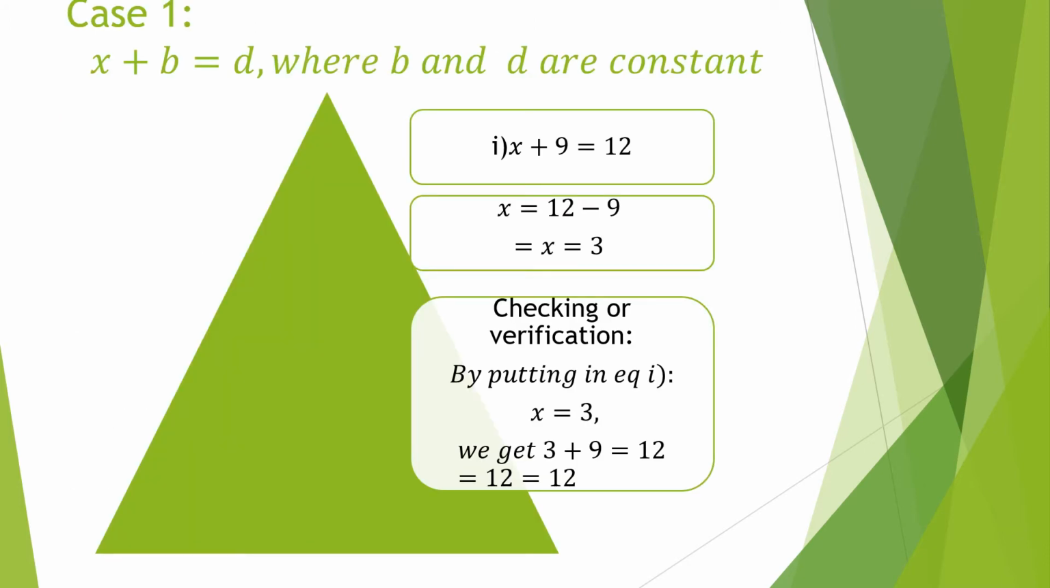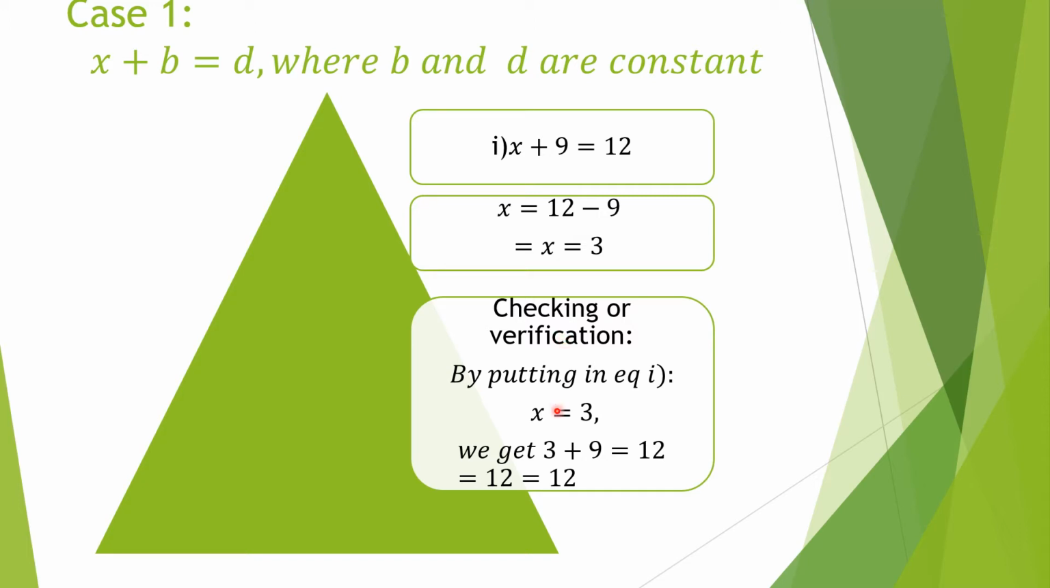Case number 1 is x plus b is equal to d. This is the form of case number 1 where b and d are constants. This is an example and we are solving the equation of case 1. Number 1, x plus 9 is equal to 12. We have to find out the value of x. So plus 9 is shifted to the right side and it becomes minus. Plus changes into minus. 12 minus 9 is 3. x is equal to 3 is the answer.